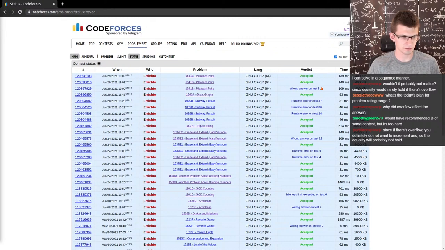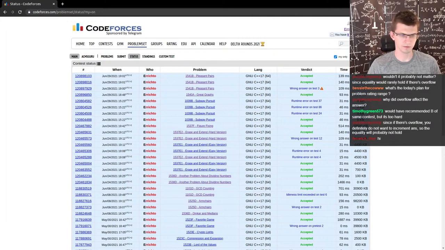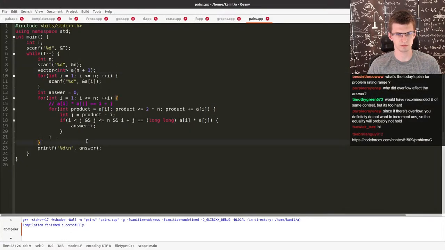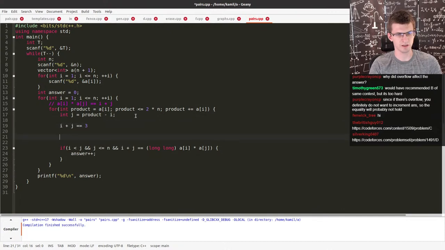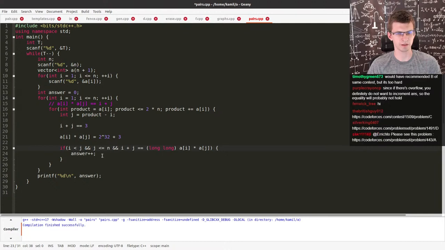Why did overflow affect the answer? Because we might get some equality by coincidence, I think. Before this long, this gets an overflow, so it's computed incorrectly. And there might be cases where, let's say, i plus j is, I don't know, 3, and ai times aj is 2 to the power 32 plus 3, something very big. In such a case, without long, with an overflow, you will incorrectly think that there is an equality. Overflows might cause us to sometimes incorrectly count something as the answer.